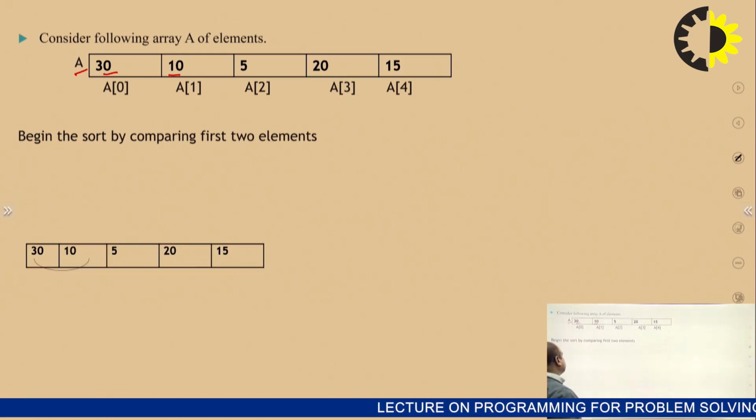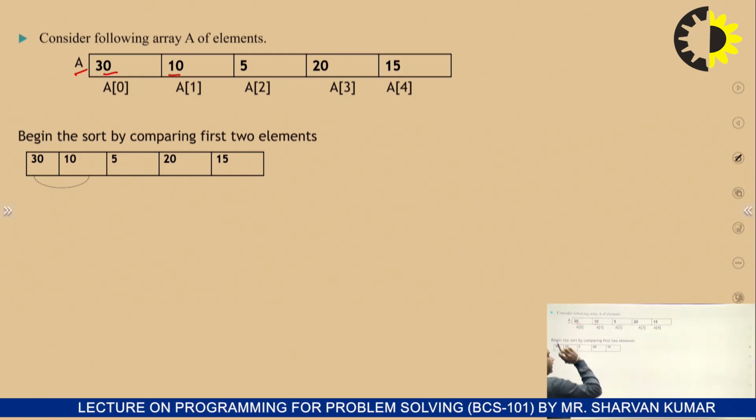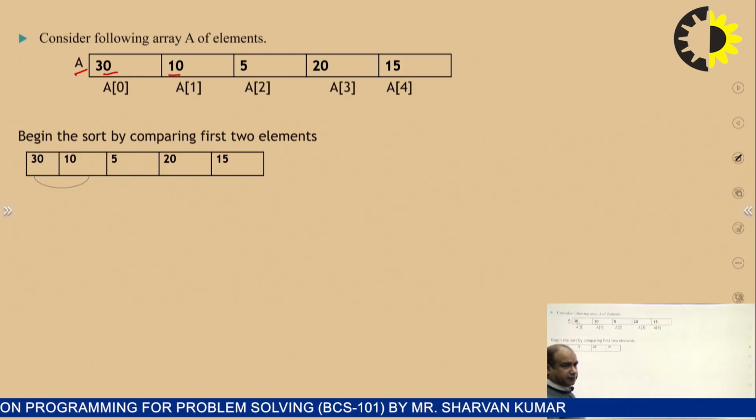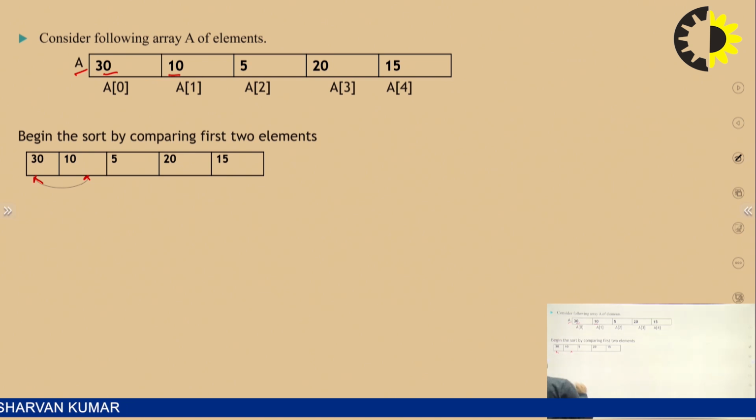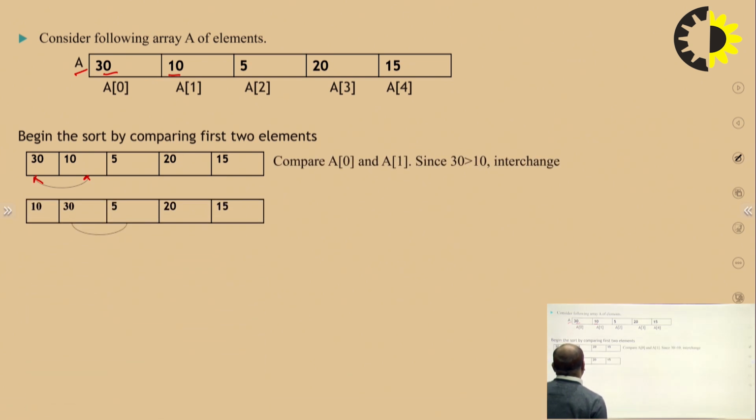Compare these two. When we compare these two elements, the first element is greater than the second element. So an exchange will take place. After the exchange, the array now becomes 10, 30, 5, 20 and 15. One more important thing: only these two elements will interchange, with no effect on other elements.